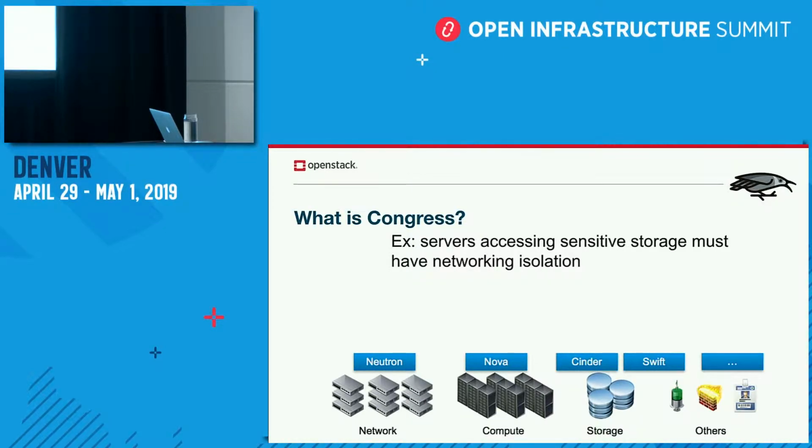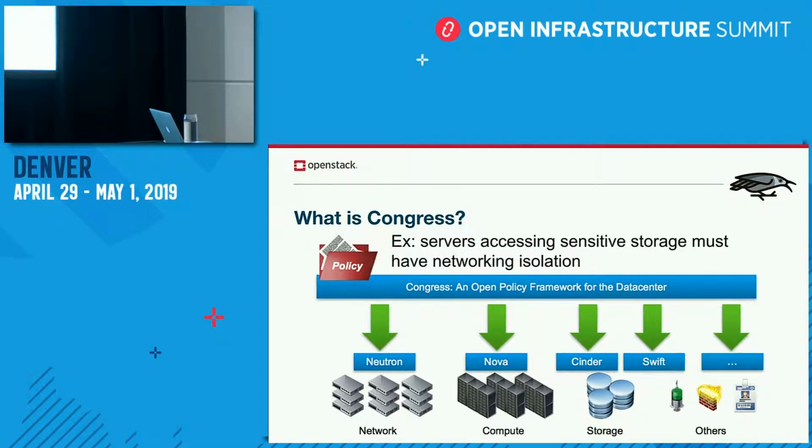So that's where Congress comes in. Congress provides an open and unified policy layer across the whole cloud. It talks to all the different services in your cloud, gathers data to construct a unified state of the whole cloud, and then evaluates your policy over the cloud.